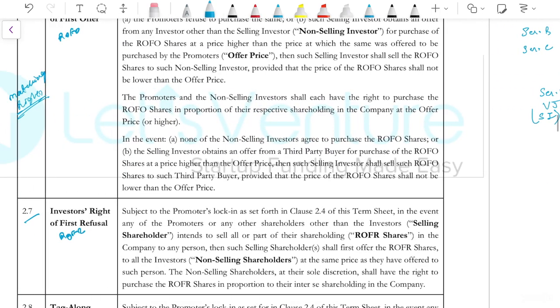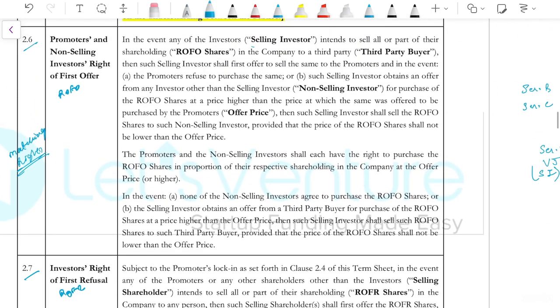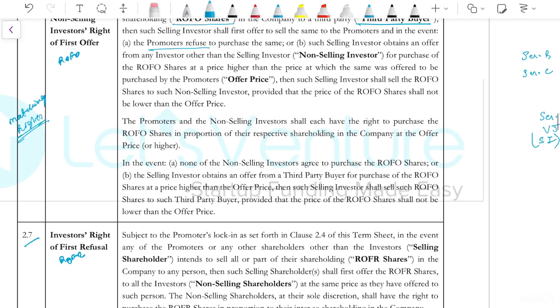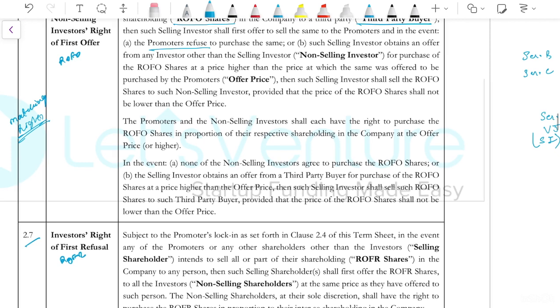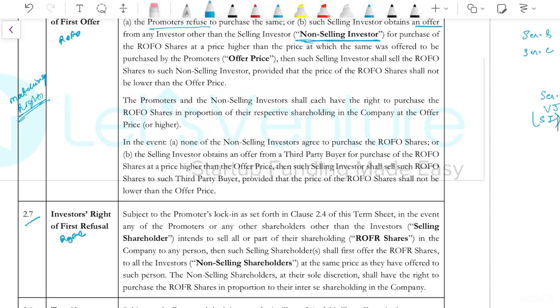Now let's understand this via the clause. The clause states that the selling investor, if he or she intends to sell his or her ROFO shares, will first have to offer it to the promoter before going to a third party buyer. And once the promoter either refuses or gives an offer price, they will go to the non-selling investor and ask the non-selling investor to give an offer which is higher than that of the promoter. So it is written that a price higher than the price at which the same was offered to be purchased by the promoters.